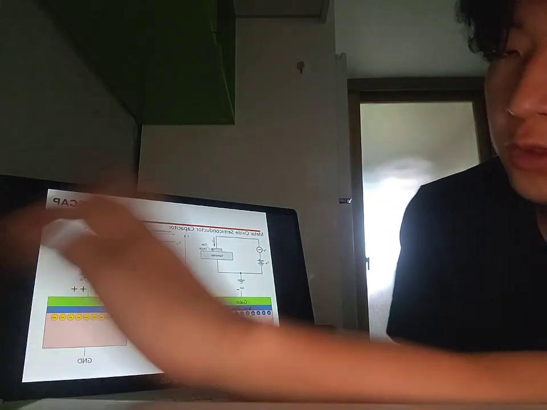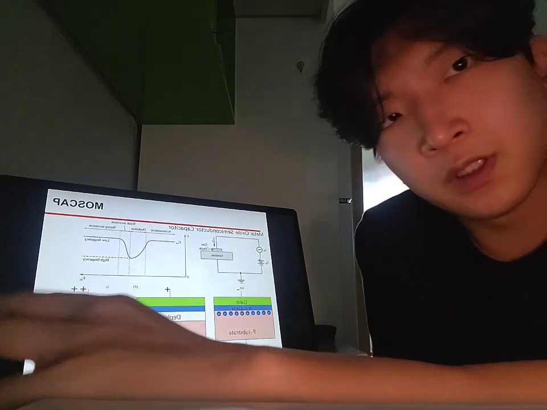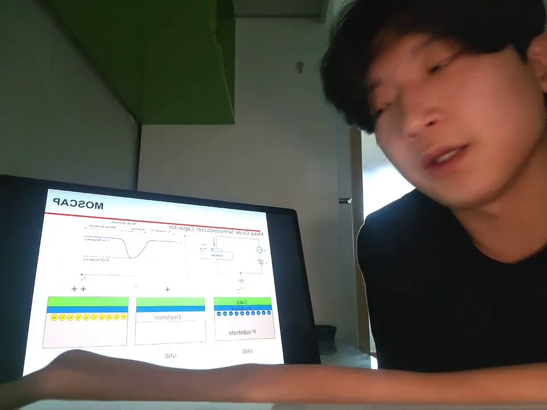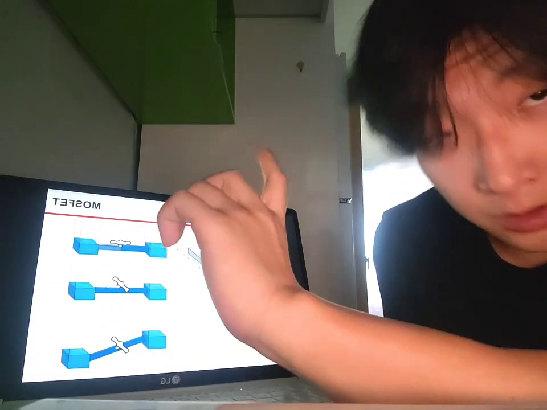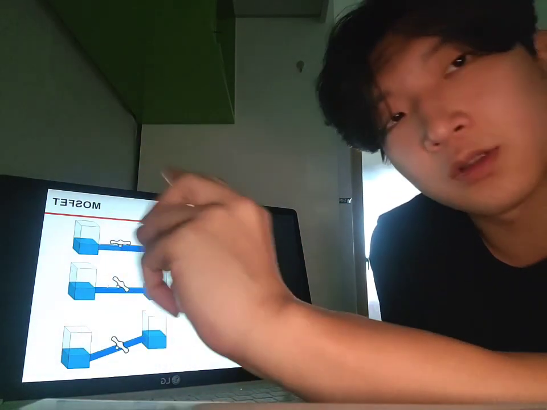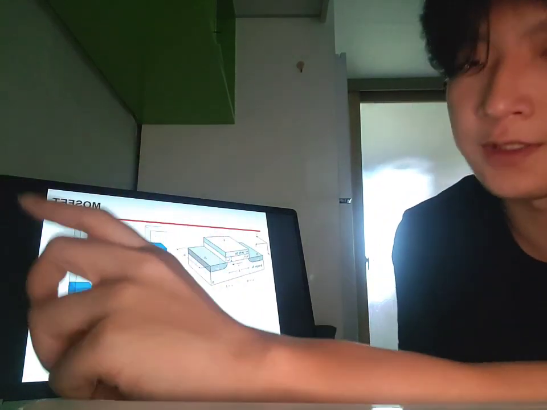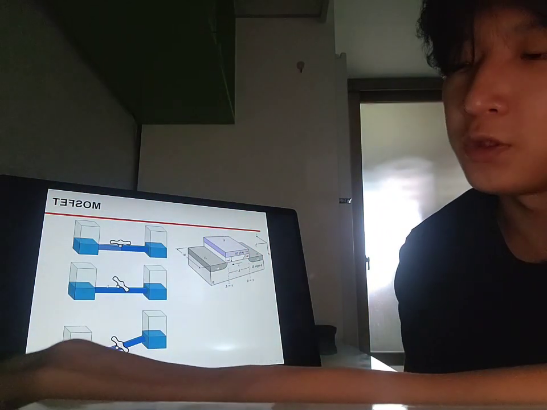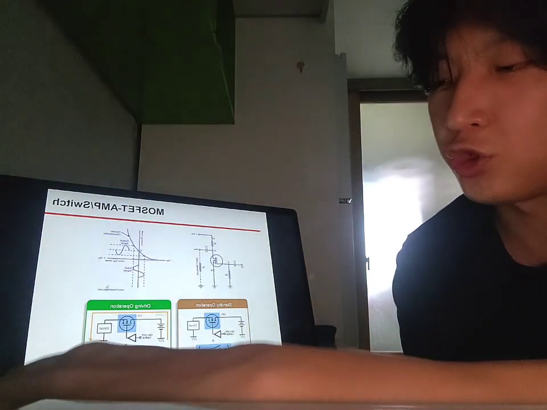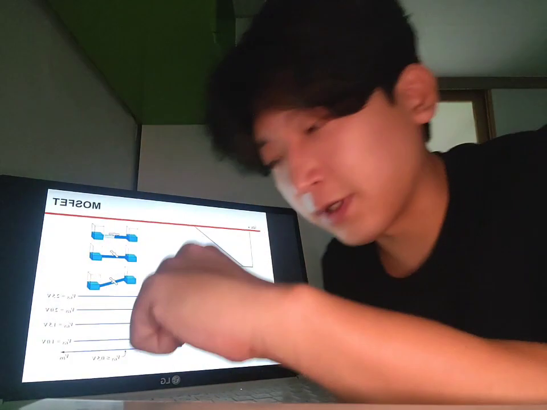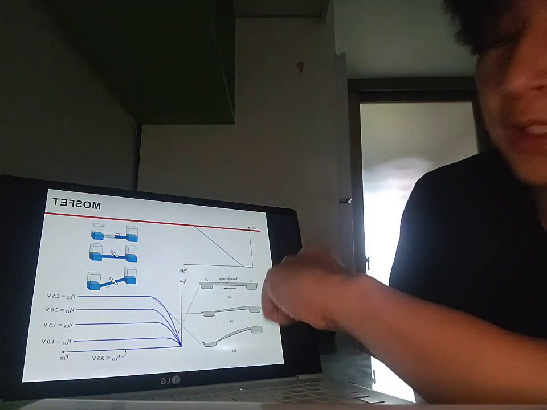Then we've learned about the MOS capacitor, which is similar to the MOSFET but has no source and drain. Then we've learned about the MOSFET, which is the metal oxide semiconductor field effect transistor. We use this MOSFET as an amplifier and a switch. And in the MOSFET, we can see some graphs like here.